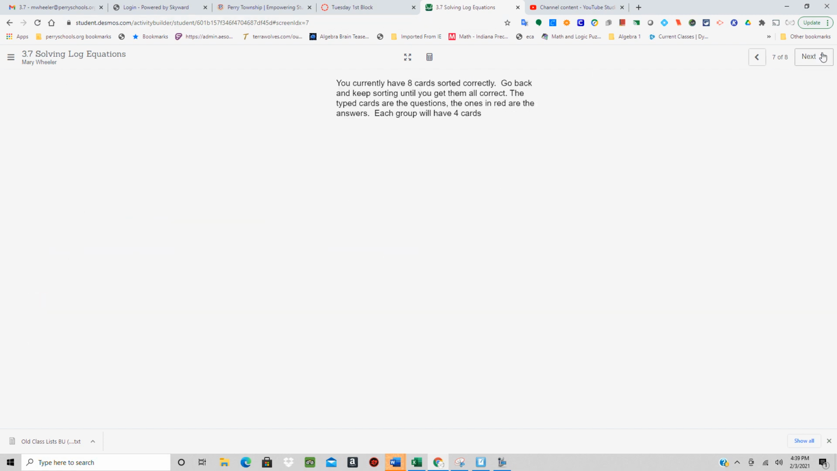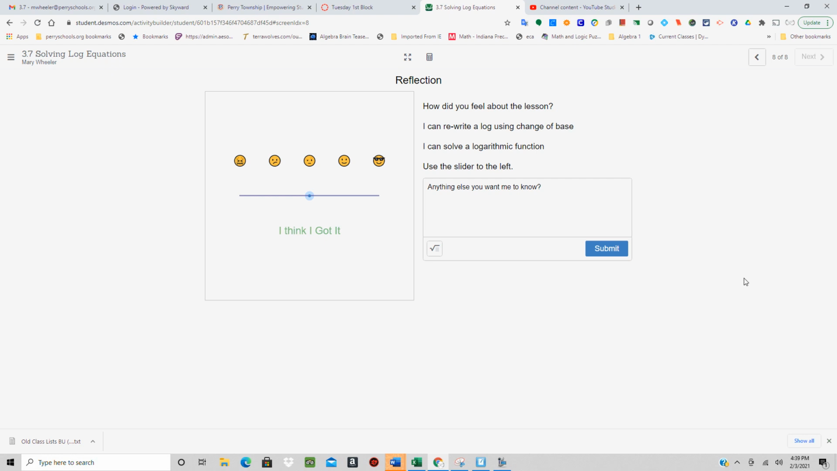If you go onto the next screen, it'll tell you how many you have sorted correctly. You're going to start with 4 sorted correctly because you have 4 left over. And I just did 4 of them correctly, so I have a total of 8. When you get done, you are going to have 20. All right. Then you can kind of say how you feel about everything, and you are done. Enjoy.